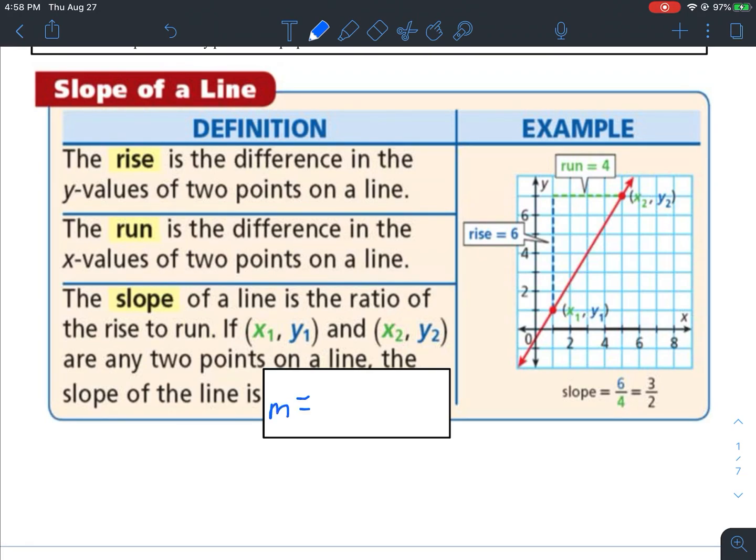So m equals the change in y, y2 minus y1, over the change in x, x2 minus x1. That is called the slope formula. We're going to use that a lot today.